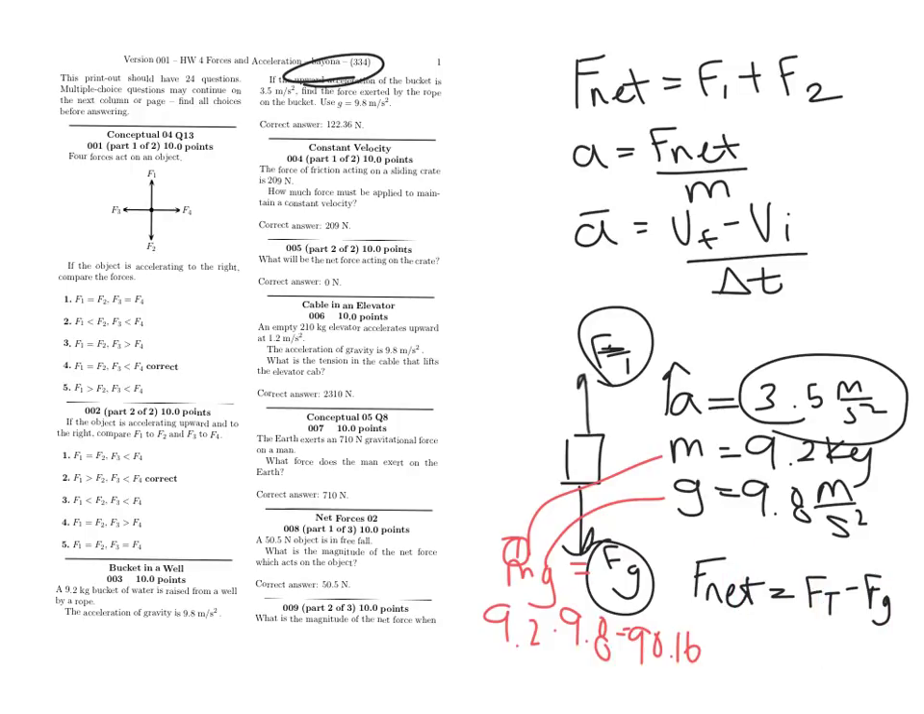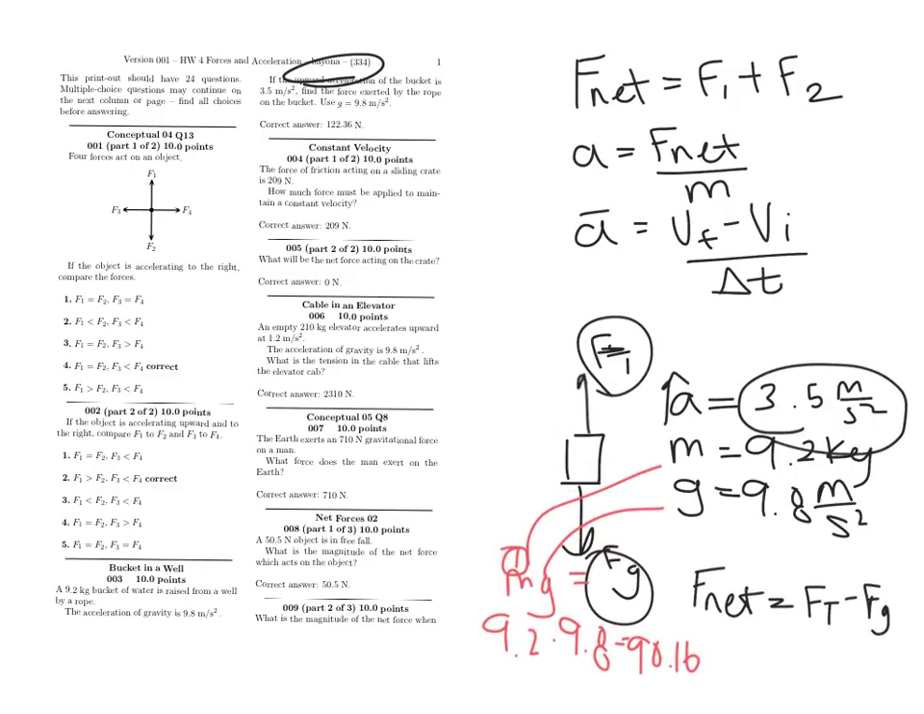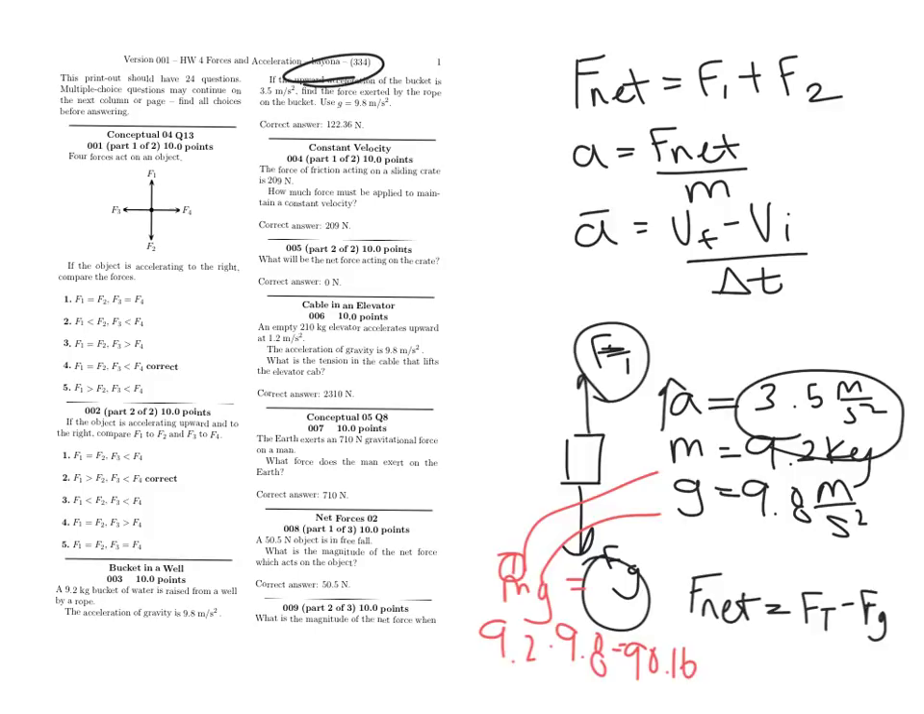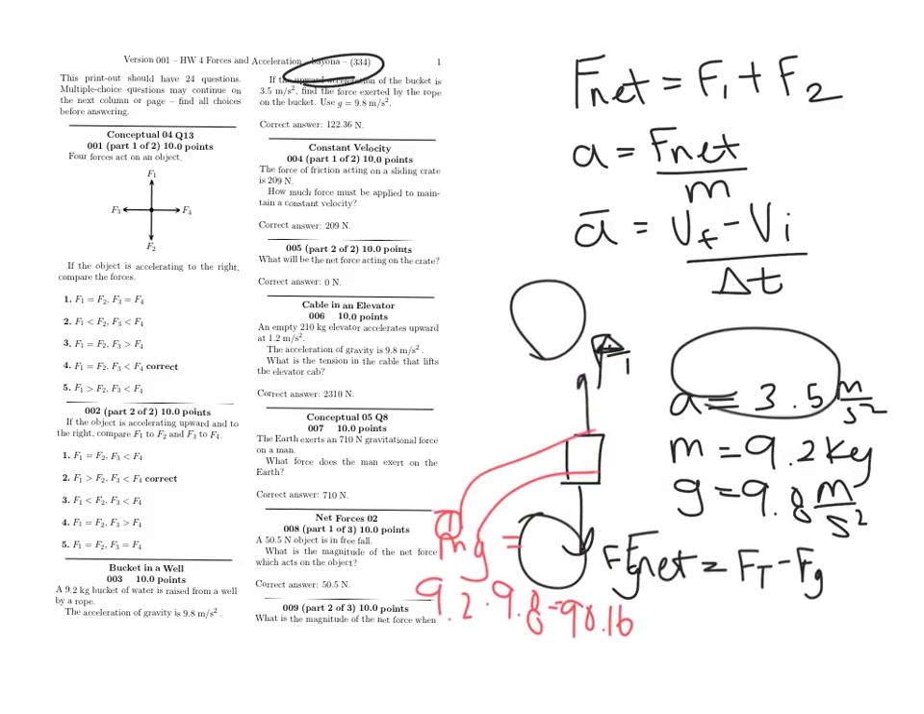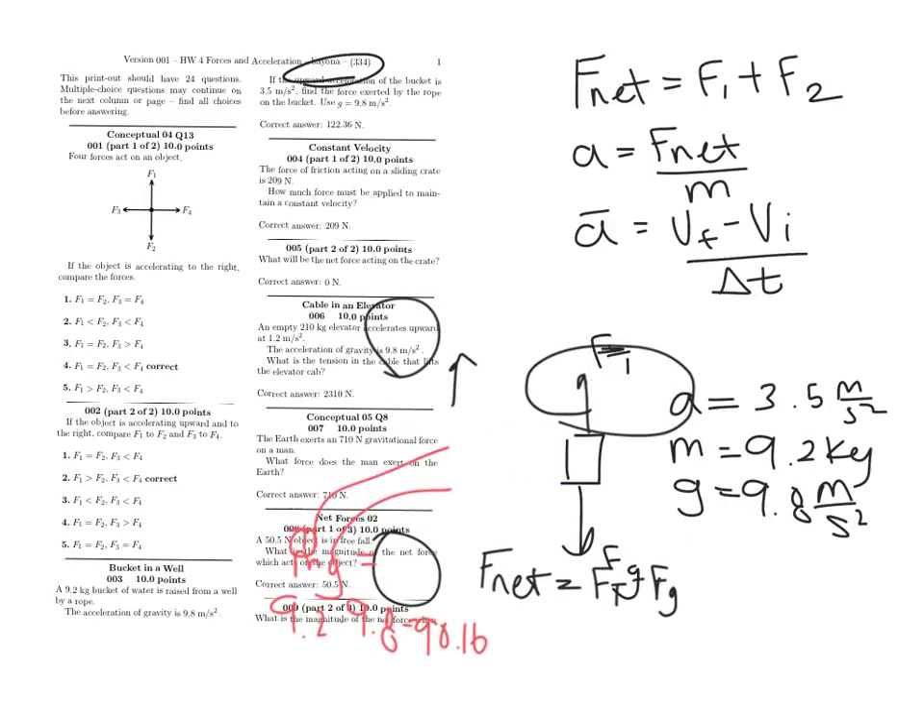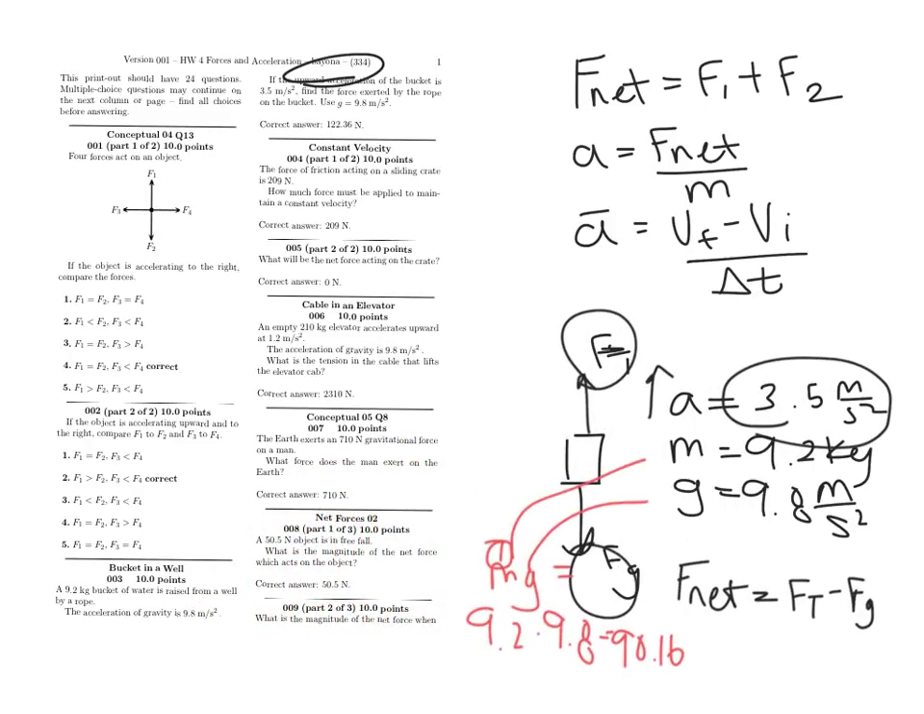That 90.16 newtons is going to go into force tension, net, or gravity. That's very important, because that's why we write these things down: I could plug it in anywhere and it would look great, but it would be wrong. So it goes into force gravitational, right? This goes into force gravitational. So we got the first part of it.